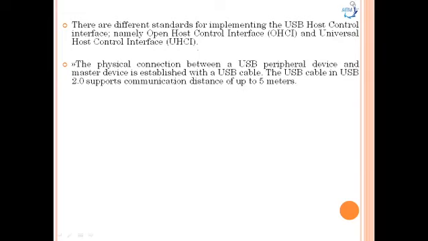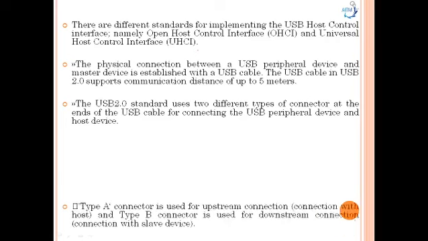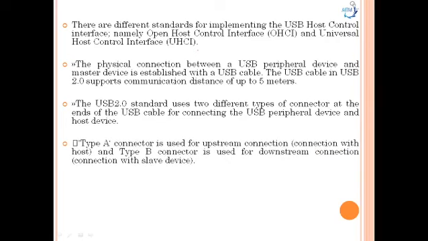The physical connection between the USB peripheral device and the master device is established with a USB cable, and the USB cable in USB 2.0 supports communication distance up to 5 meters. The USB 2.0 standard uses two different types of connector at the end of the USB cable for connecting the USB peripheral devices and the host device. A type A connector is used for upstream connection with the host, and a type B connector is used for downstream connection with the slave device.